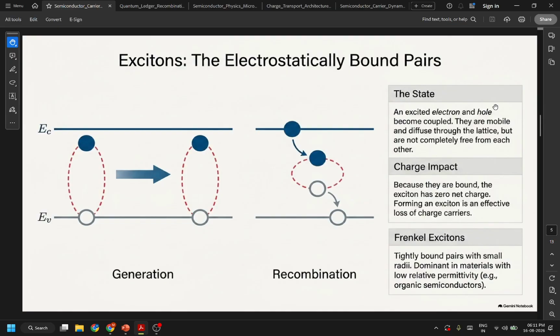Then there can be Frenkel excitons. They are tightly bound pairs with smaller radii. They are dominant in materials with low relative permittivity, such as organic semiconductors.